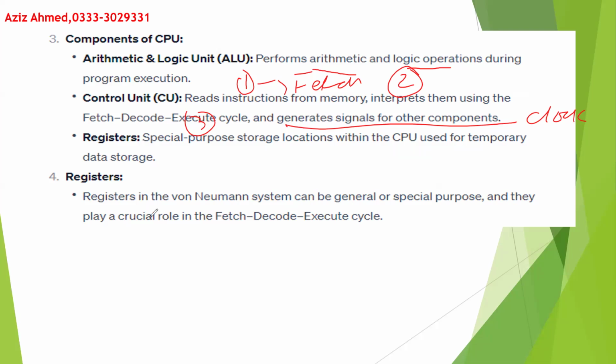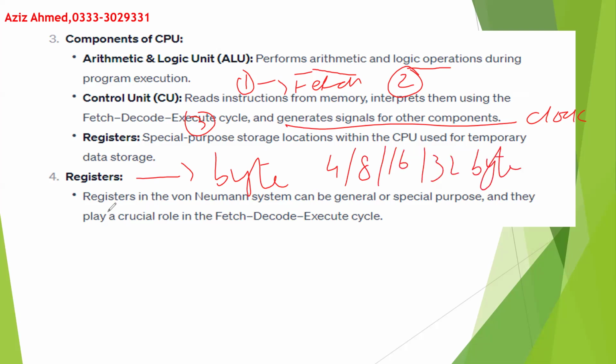So as I told you, a register stores data in bytes. It can be 4, 8, 16 or 32 bytes. Data stored by a register is basically in bytes. You know about bytes? Any idea? Bytes are the amount of storage in registers. So the minimum storage is 1 byte.